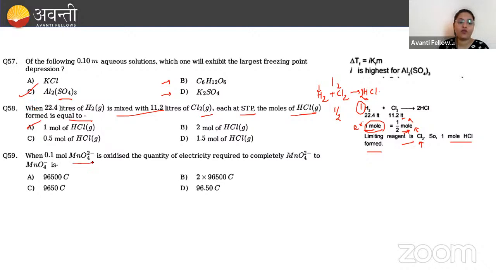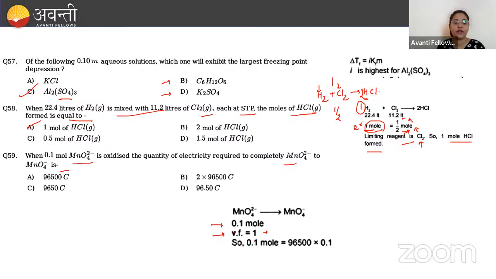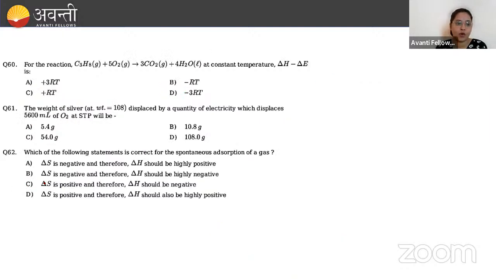Here, the quantity of electricity required to completely convert 0.1 mole of MnO4 2 minus to MnO4 minus is asked. So we need to consider the conversion from MnO4 2 minus to MnO4 minus. The valency factor here is 1, and the amount is 0.1 mole. So for 0.1, when we calculate the electricity, we multiply it by 96500 coulombs, and that's why we get the answer 9650. Okay, any doubt in this? Okay, let's move on to the next problem.